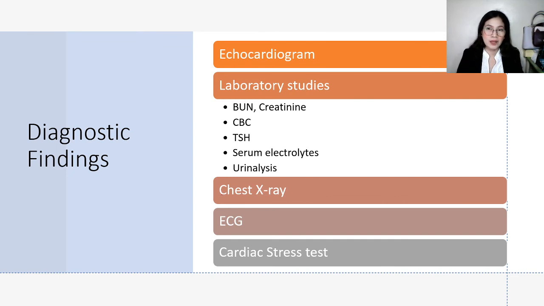And then there's also an ECG to observe if there's any arrhythmia, atrial fibrillation, and so many more. And then a cardiac stress test to determine the capacity of the patient in doing activity or exercise, and recording the heart rate and more of the heart activity.